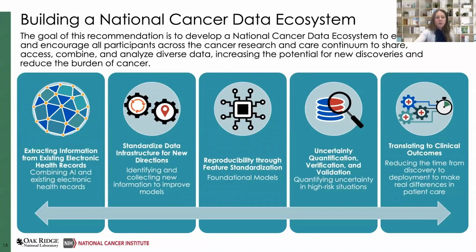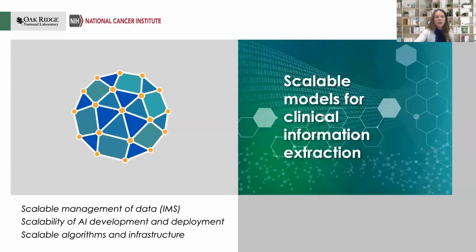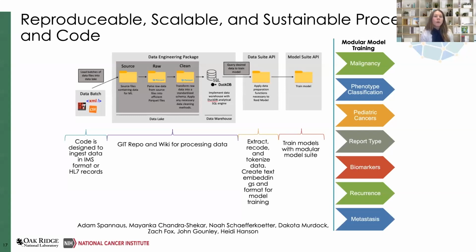So I'm going to start with extracting information from existing electronic health records using scalable models for that clinical information extraction. We have been working over the past couple of months to make sure that the code base we're developing is reproducible, scalable, and sustainable. And what that means is we are designing a program that is able to take reports of different types. So we have HL7, XML, CSV reports, take that information, ingest it, and process it in a standardized way so that it's cleaned, processed, and set into a database for our use.